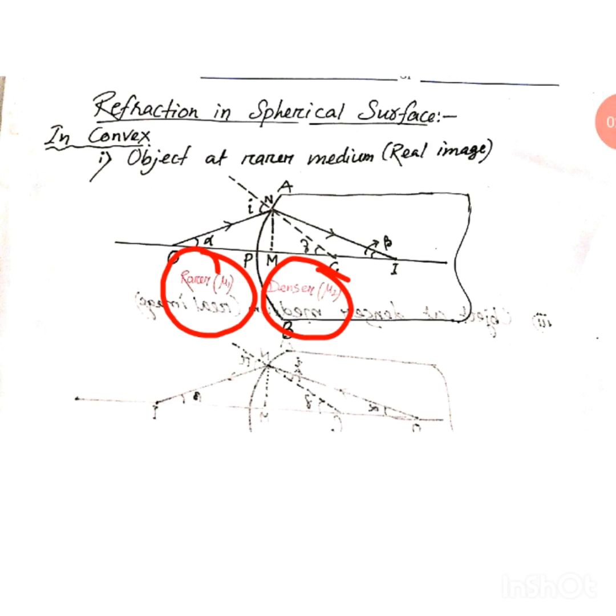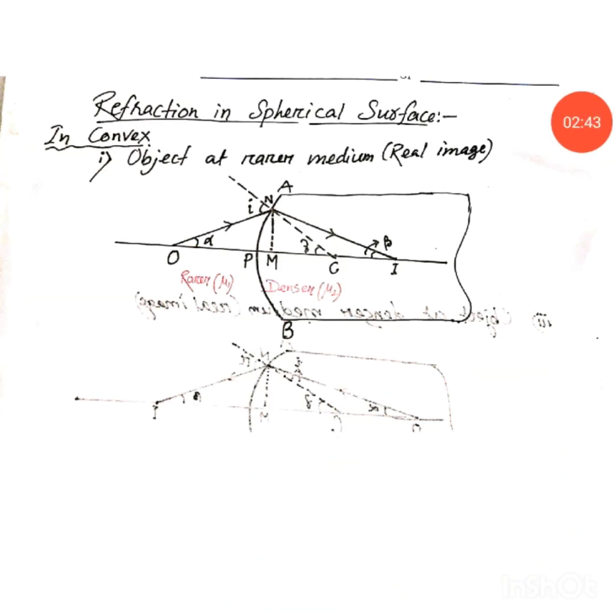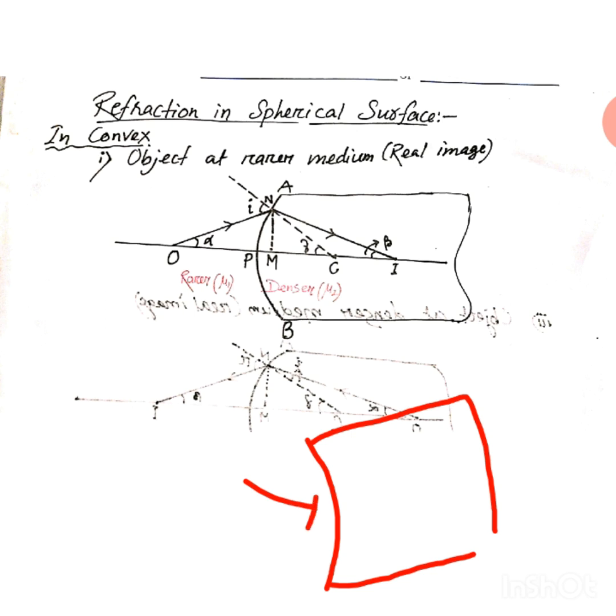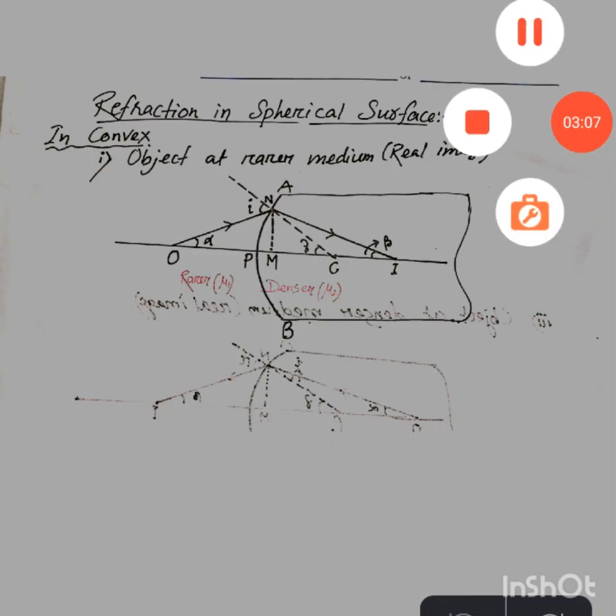So what is a convex spherical surface? A convex spherical surface is that surface whose face, this one, is bending outward, and the other surface is said to be a concave surface. Like this, the concave surface will be like this, whose face is bending inward. Clear? If the surface is bending inward, it will be concave, as you know, so no need to explain more here. Okay, let's go to the next page.